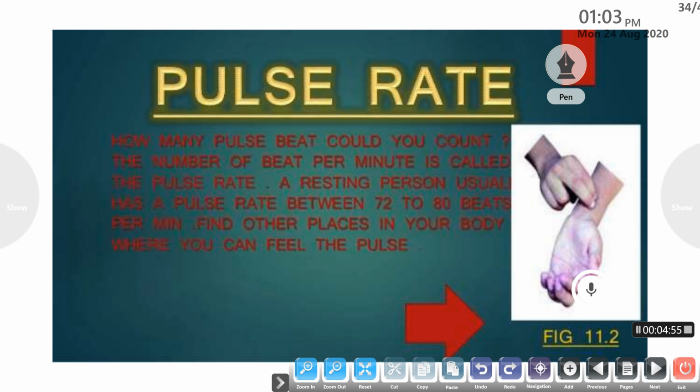You can count the pulse rate of your body around the wrist, the place behind your thumb. So the number of beats per minute is called the pulse rate. A resting person, or a normal person, usually has a pulse rate between 72 to 80 beats per minute. That means his or her heart can beat 72 to 80 times per minute.